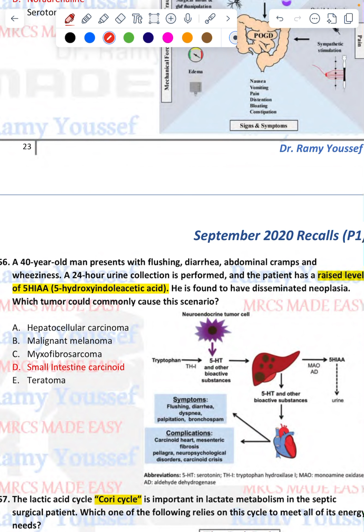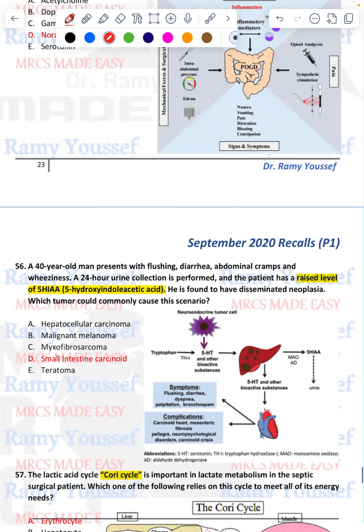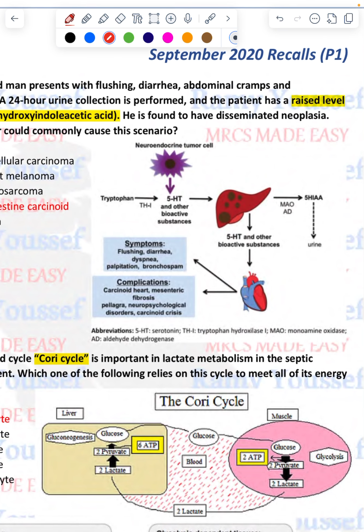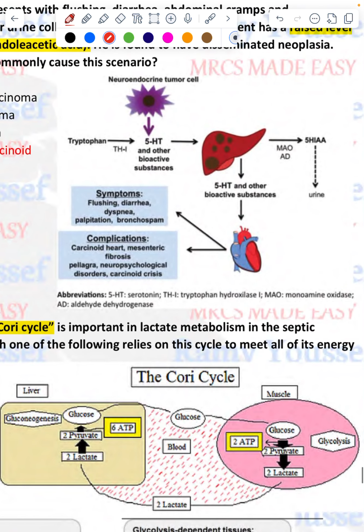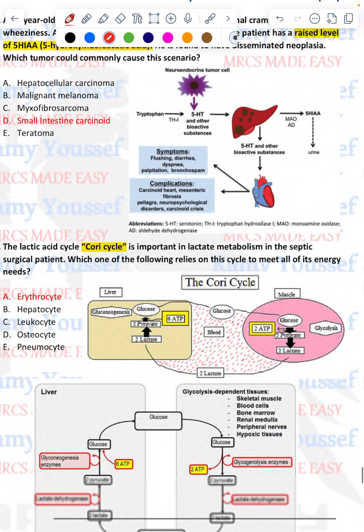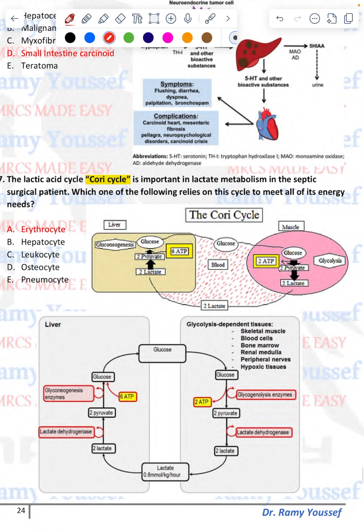The Cori cycle is important in lactate metabolism in septic surgical patients. Which one relies on the Cori cycle? Erythrocytes basically depend on it, and hepatocytes work in the opposite direction. In muscles, glucose is converted to pyruvate and to lactate whenever there is anaerobic metabolism, while this lactate is converted back to glucose in the liver. Aerobic metabolism requires mitochondria, and RBCs don't have mitochondria. That's why they totally depend on the Cori cycle.